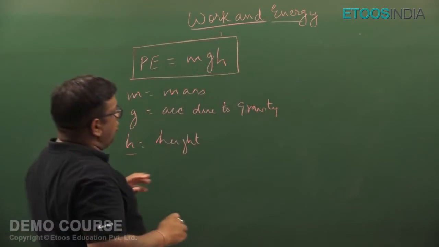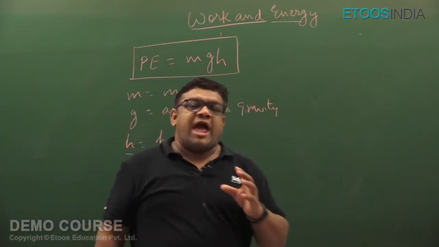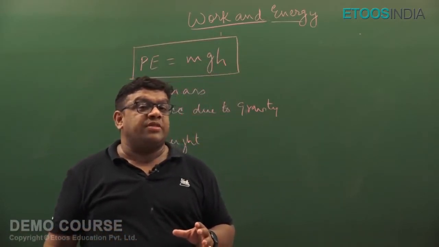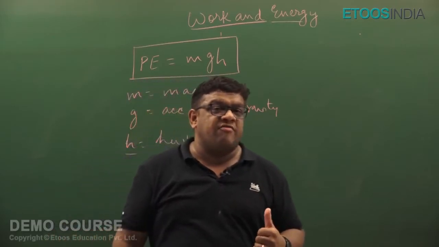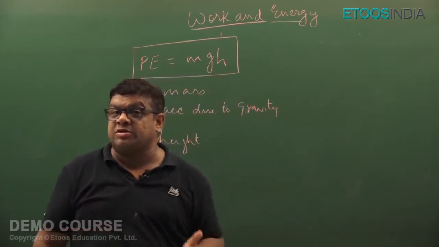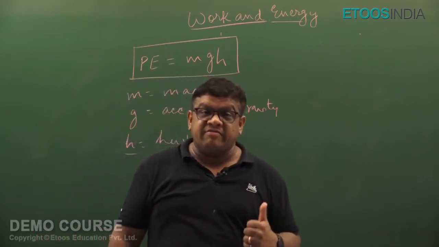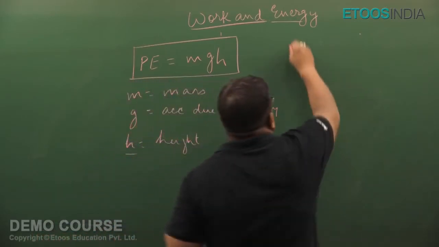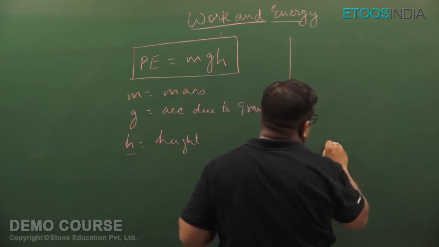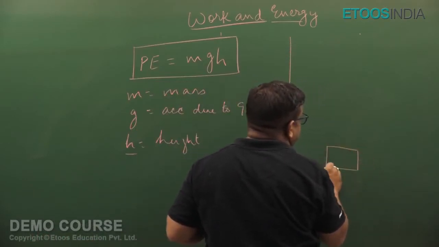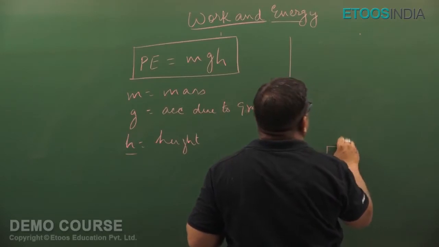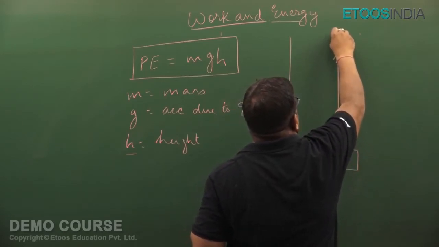So this is potential energy due to gravity. Now, the work done is stored in any body when it is placed at a height with respect to some other point. It is given by mgh. We can derive this formula. Look here. Suppose there is a box of mass M and it has been taken to height h here.